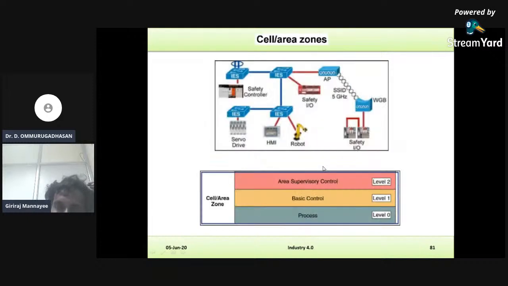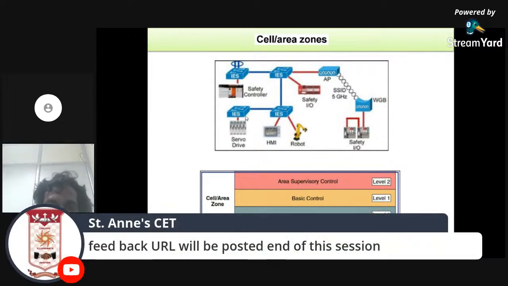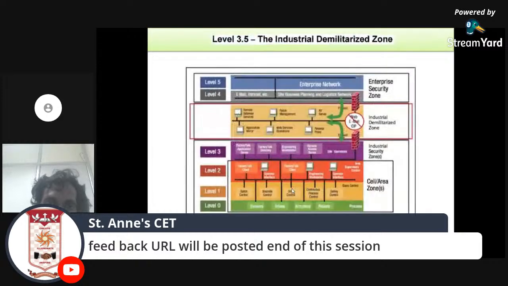The next one is the cell area zone. What devices are we going to utilize here? It will be the safety I/O with respect to the PLC, fuses like that, HMI, and IES devices, and according to the automatic triggering we are going to utilize these. These are the things happening in the cell or area zone.